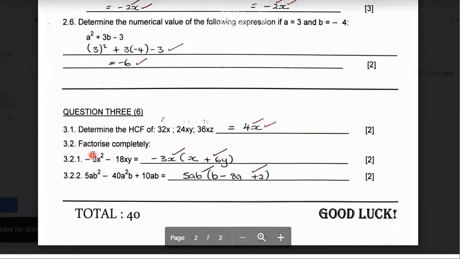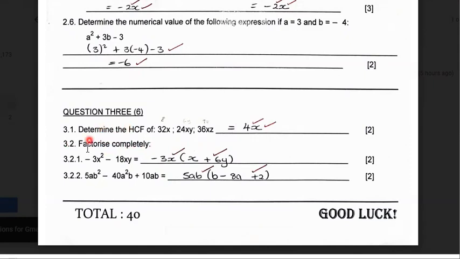Question 3.2 is where you're actually going to factorize. So you're going to look at both your terms and pull out a highest common factor first. You've got minus 3x squared minus 18xy. So minus 3, you can find as a factor of 18. Hence, you'll pull minus 3 out as your highest common factor. Then look at your variables. You've got x occurring in both terms. So your highest common factor is minus 3x.